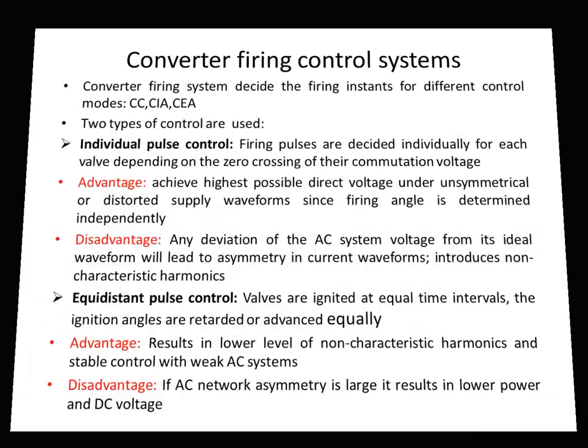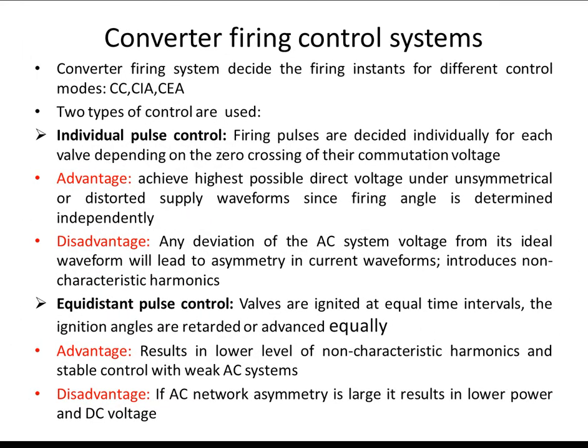Next topic is the converter firing control scheme. So how we provide the firing control to the converters. As we know, the converter firing system decides the firing instant for the different control modes of the converters. We know that the converter is operated basically in 3 different control modes.